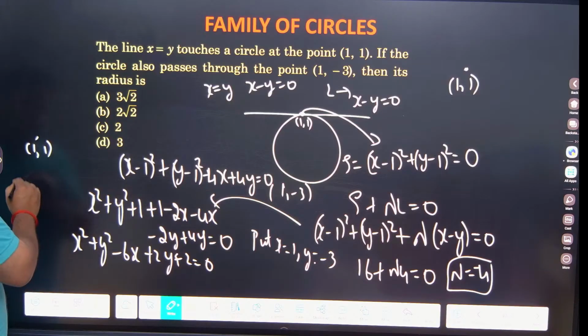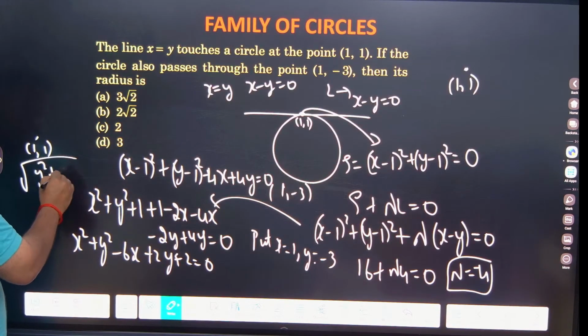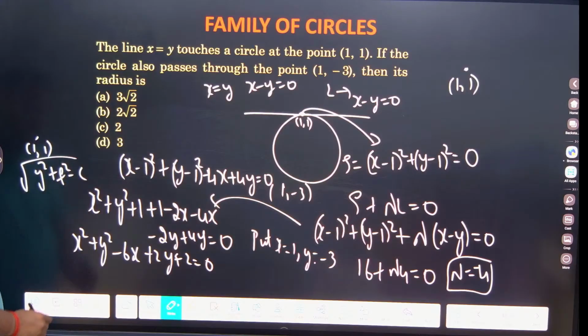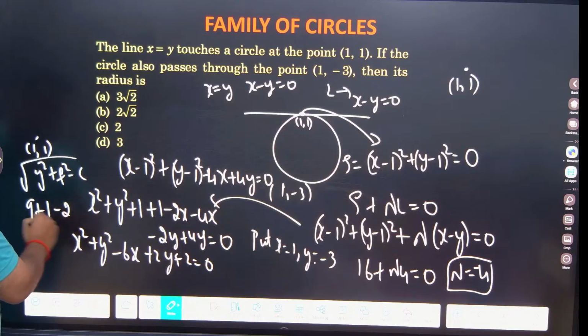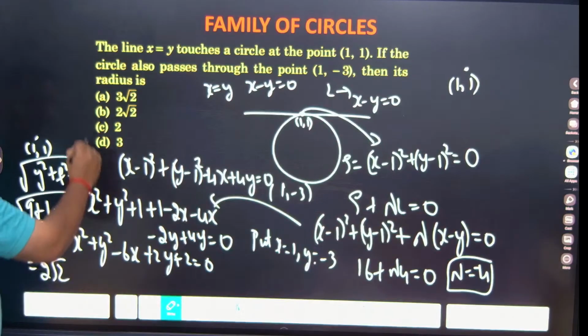So we want to find out the radius, square root of g square plus f square minus c, correct? g is minus 3, square that is 9. f square, this is 1, so this will become 1 minus 2. So what we will have? Root of 10 minus 2 is 8. Root 8 is 2 root 2. What is the answer? B.